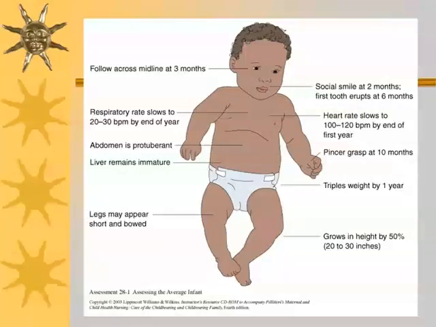One thing about a child's birth weight that it's important to keep in mind: a child will typically triple their birth weight by 1 year of age. We consider at about 6 months of age that they should have doubled their birth weight and then tripled it by a year. And again, you can see the other things on the slide: heart rate, respiratory rate. We know those will change as well as the child gets older.